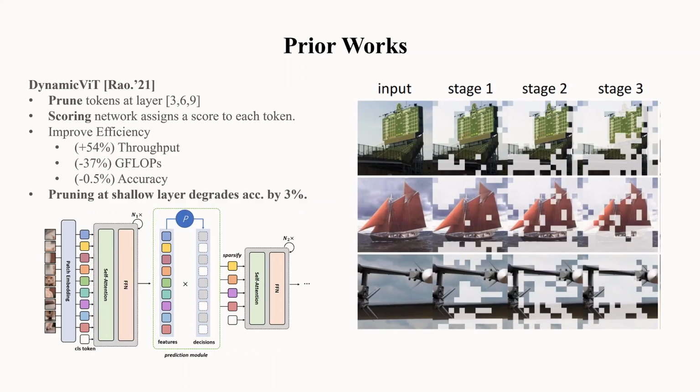Prior works have largely taken two approaches to improve the computational efficiency of vision transformers. The first, token pruning methods such as DynamicViT, progressively remove tokens at different stages in the network. However, quadratic computational cost remains in shallow layers, and introducing token pruning into those layers results in a significant accuracy drop.